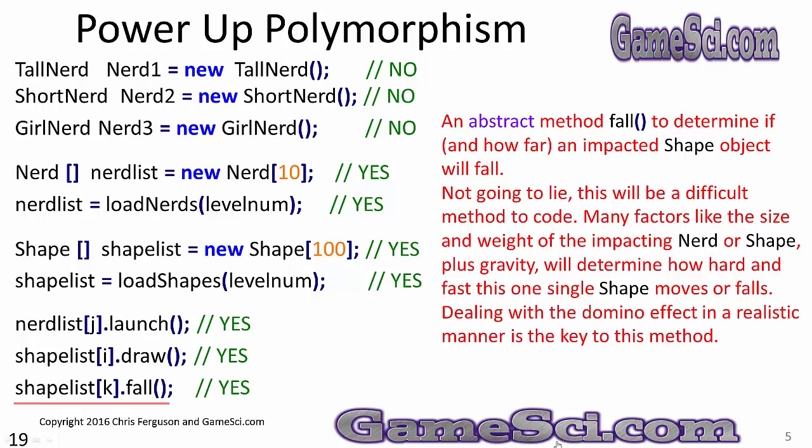Many factors like the size and the weight of the impacting nerd or shape, plus gravity, will determine how hard and fast this one single shape moves or falls. Dealing with the domino effect in a realistic manner is going to be key to this method, right? If you can get one shape to knock into another shape, which knocks into another shape, and they draw in a natural and realistic mode, then you have something.